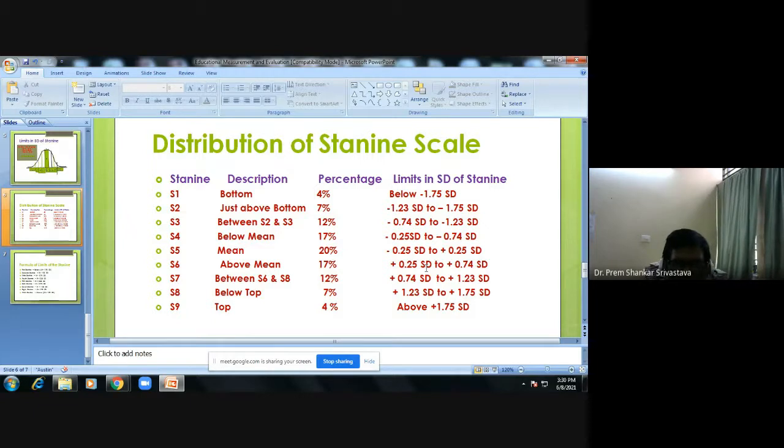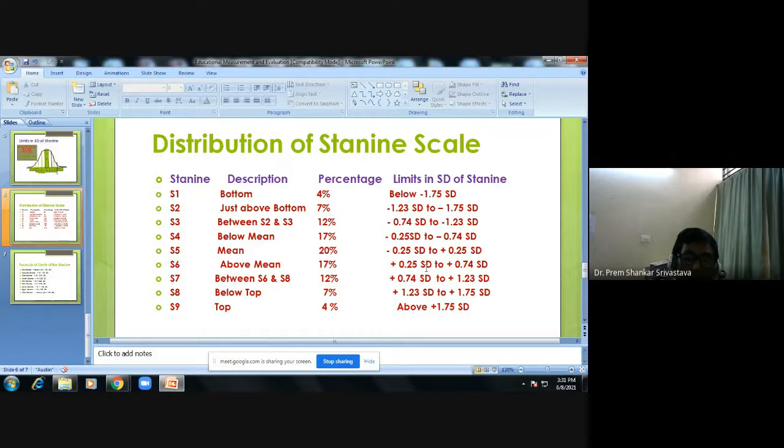Now S4, which indicates the fourth Stanine, is below mean. That is 17%, and its limits are from minus 0.74 SD to minus 0.25 SD. And S5 is the mean, the highest average Stanine. It covers 20% of the normal probability curve. It starts from minus 0.25 standard deviation to 0.25 standard deviation.